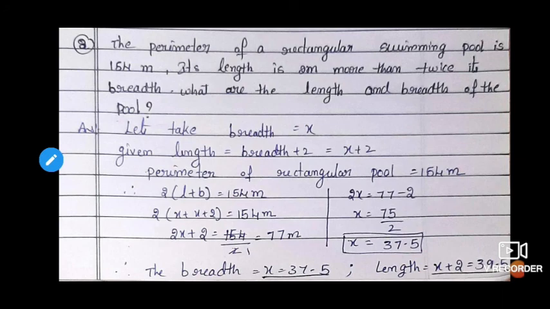Okay. First, children, what we have to find is the length and breadth. And there is a relationship between the length and breadth also. So first, take the breadth as x. What they have given is that the length is 2 meters more than twice its breadth. So we can take that.